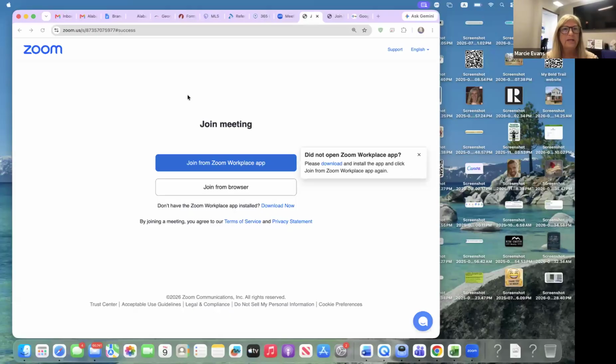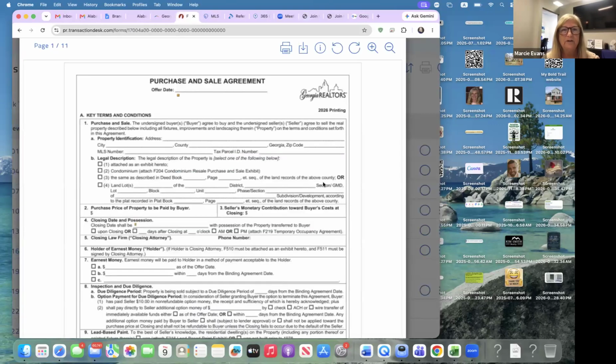So I'm going to share my screen and we're going to get into the purchase and sale agreement. Designated agency is when the broker has a client relationship, but if it's a client relationship with both the buyer and the seller, that is not dual agency. That's designated agency. So as the broker, we have a buyer brokerage agreement and an exclusive sale or lease agreement, so I'm representing both of them.